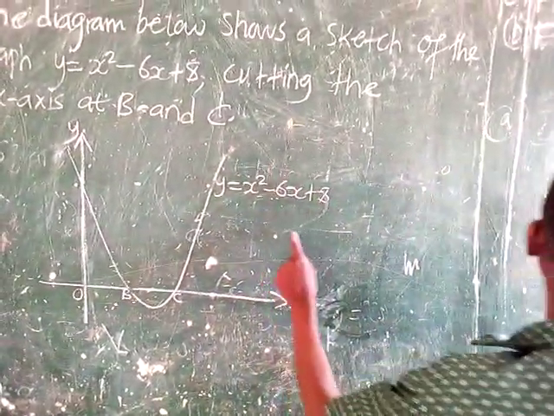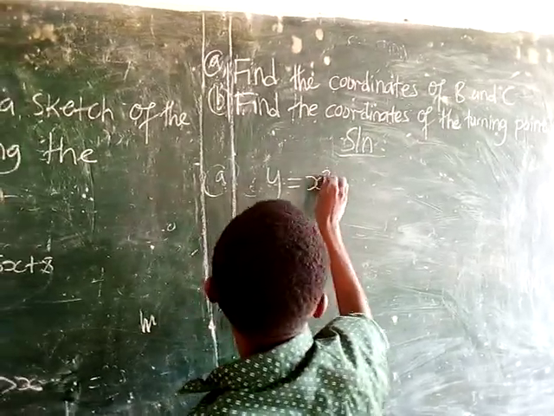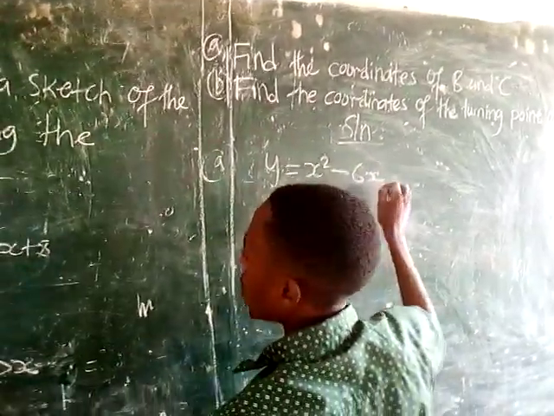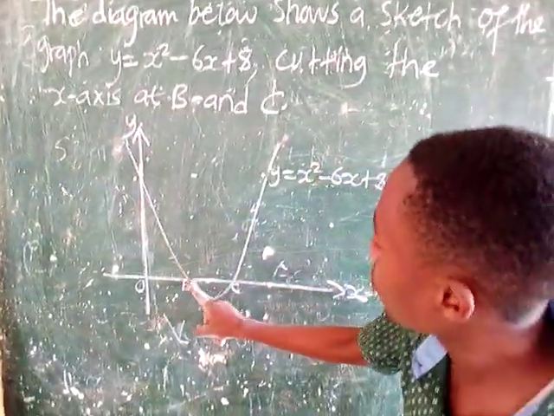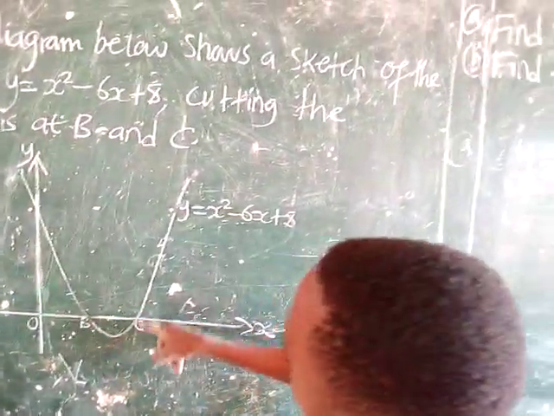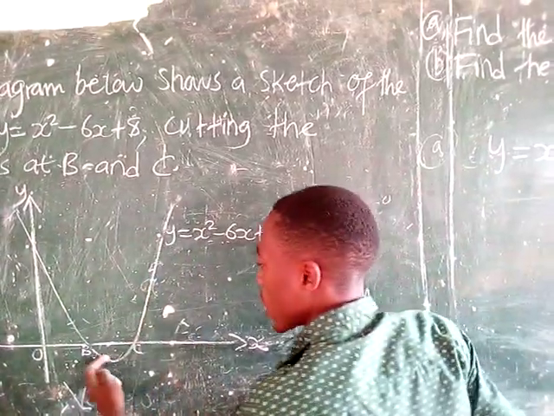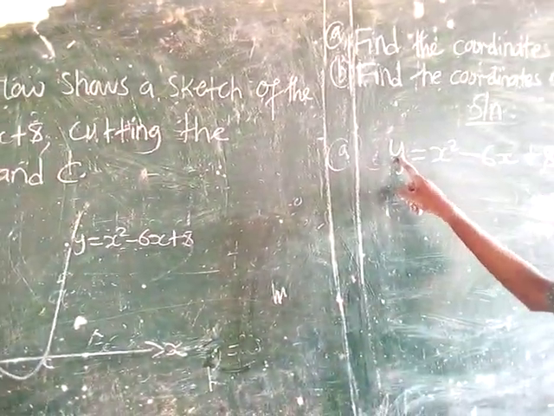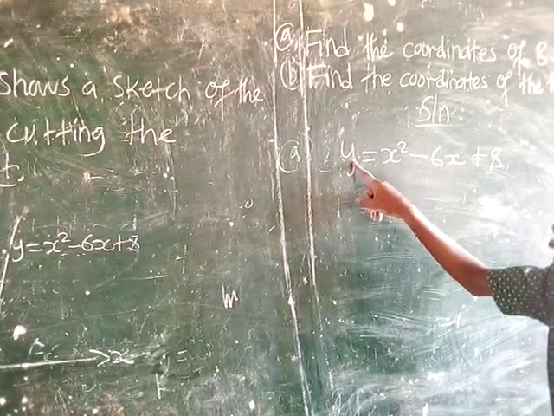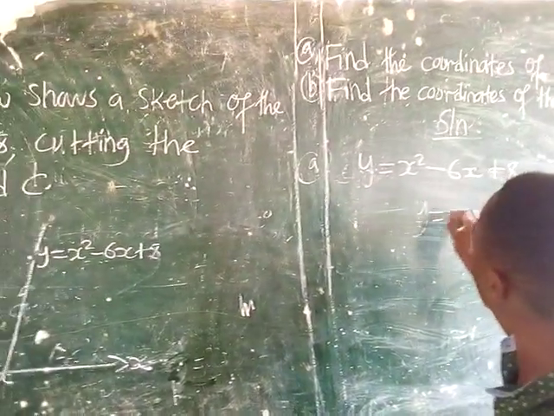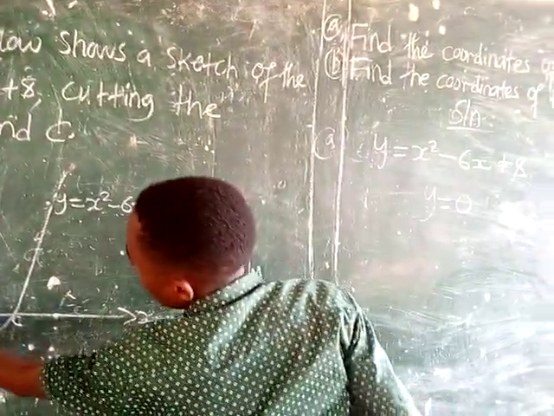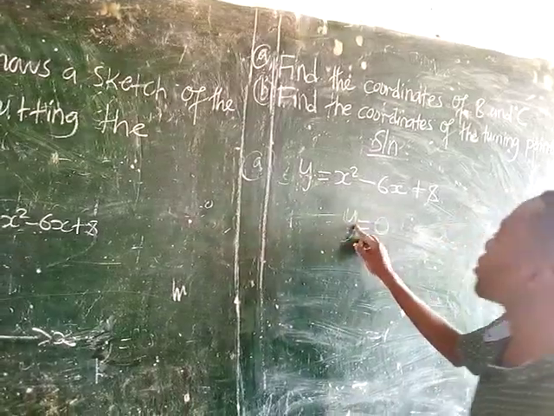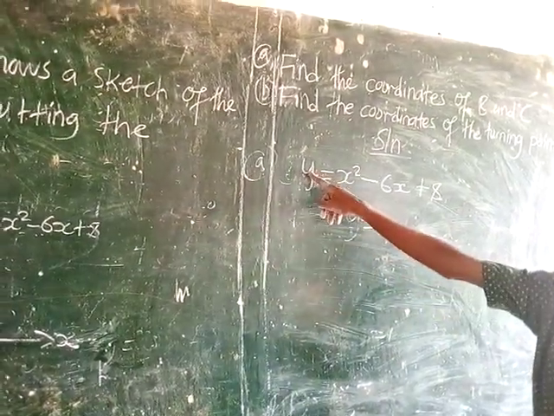We are going to use this equation: y is equal to x squared minus 6x plus 8. Now, since the graph is cutting the x-axis at B and C, this is the x-axis, the graph is cutting the x-axis. So whenever the graph is cutting the x-axis, y is equal to 0. Meaning that where there is y, we need to put a 0.